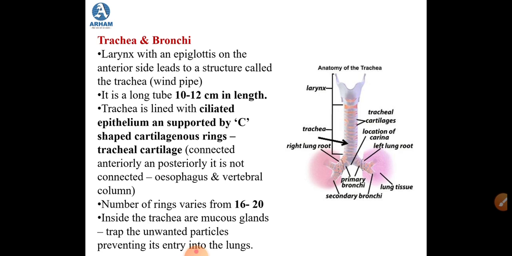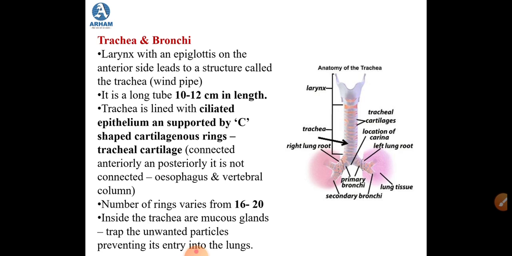So that is how it is a C-shaped ring which only connects the anterior side. Why is it not connected to the posterior side? Because at the back, that is at the posterior side, is the esophagus, and then there is also the vertebral column. So that is how the tracheal cartilage only supports the anterior, that is the front side, with a C-shaped cartilage and not the back side. Now these rings of cartilage vary in number. There are about 16 to 20 C-shaped cartilages throughout the trachea.